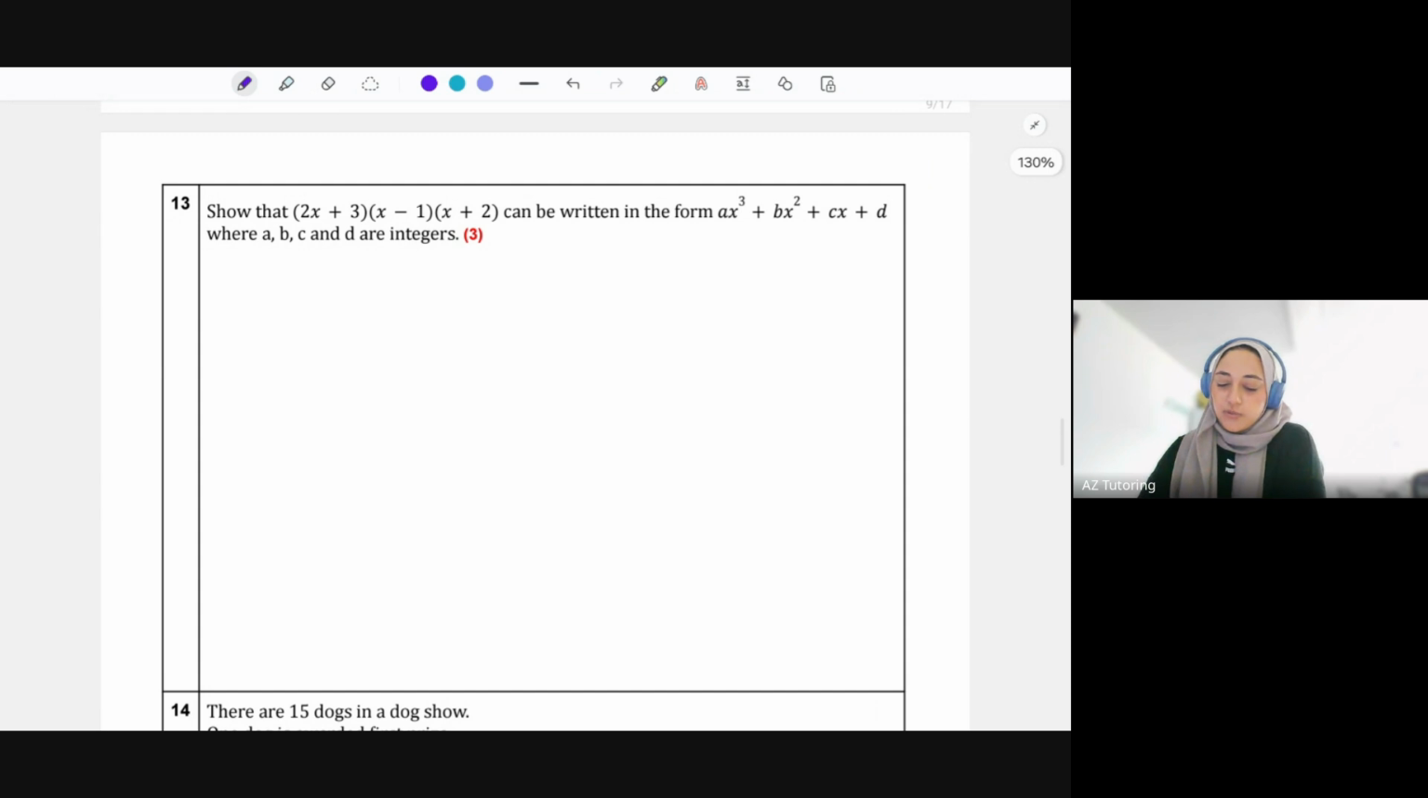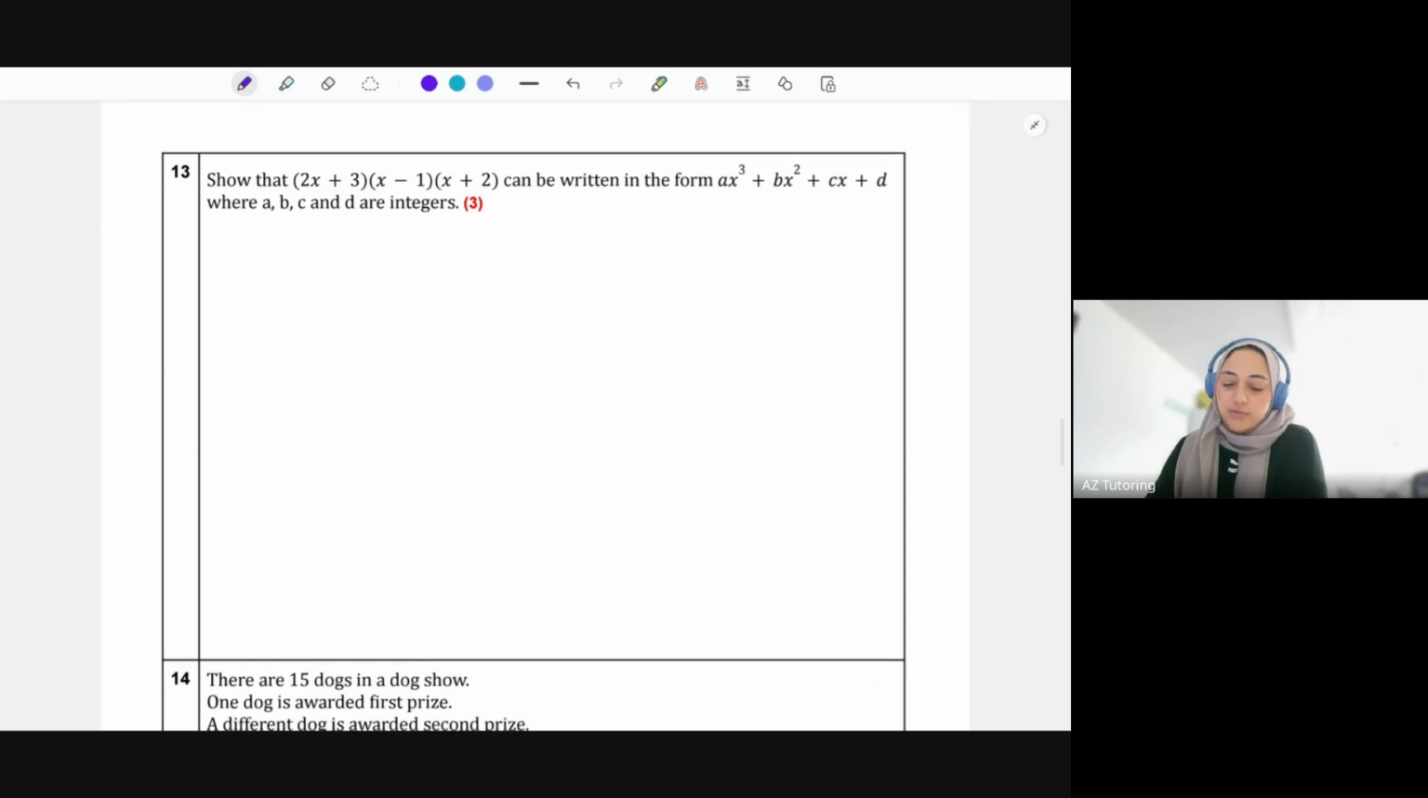Okay, we've got expanding a triple bracket now for question 13. 2x plus 3 times x minus 1 times x plus 2. So that it can be written in this form, basically expanding it. And I'll just state what A, B, C, and D are, just to show the examiner I've done it. So we've got 2x plus 3 times x minus 1 times x plus 2.